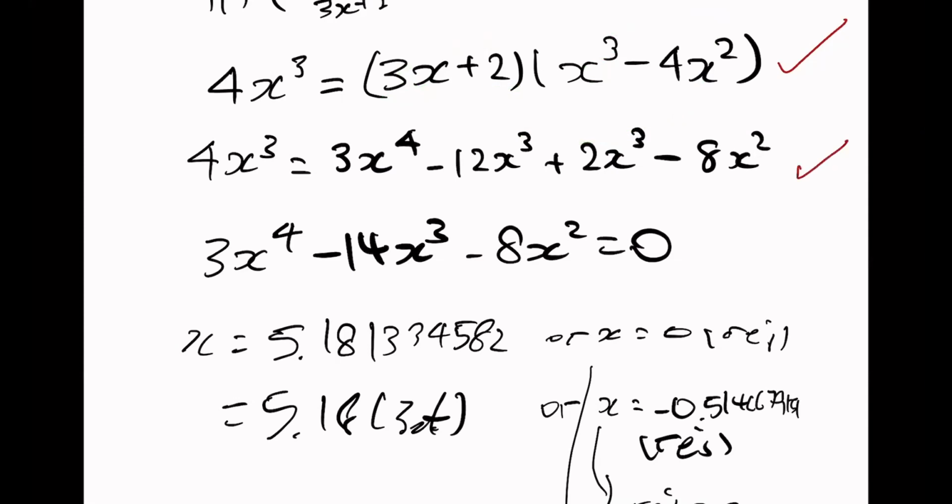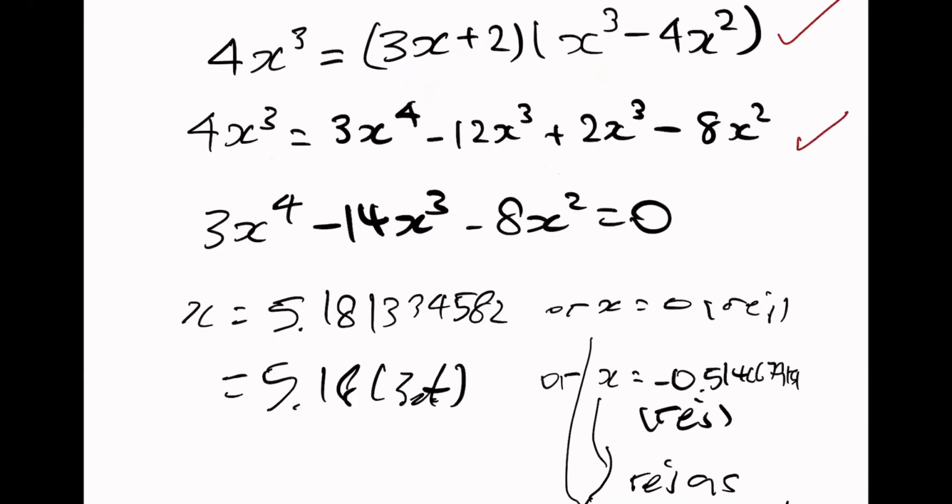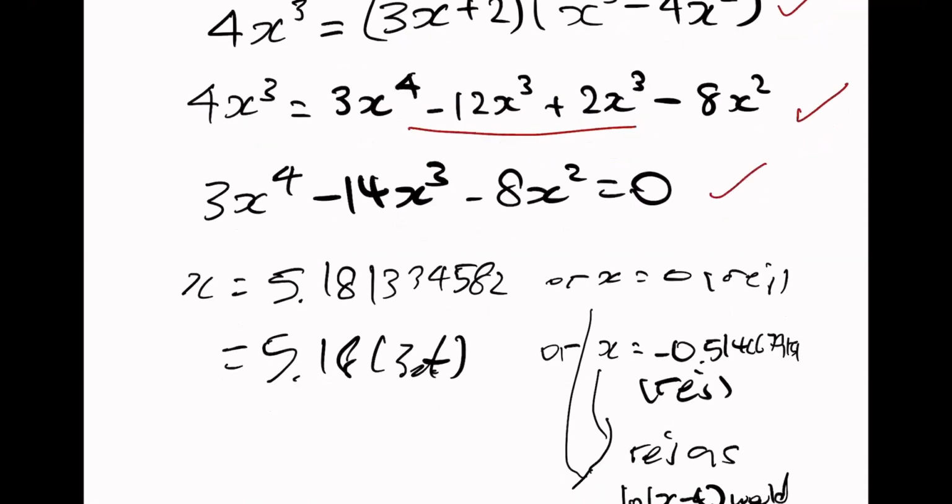Good. Here you got 3x power 4 minus 12x cubed plus 2x cubed. This becomes a minus 10x cubed. But wait, there's a 4. Bring over, minus 14. Minus 10 minus 4 is minus 14x cubed. Then here you got minus 8x squared equals 0. So how do you do this?